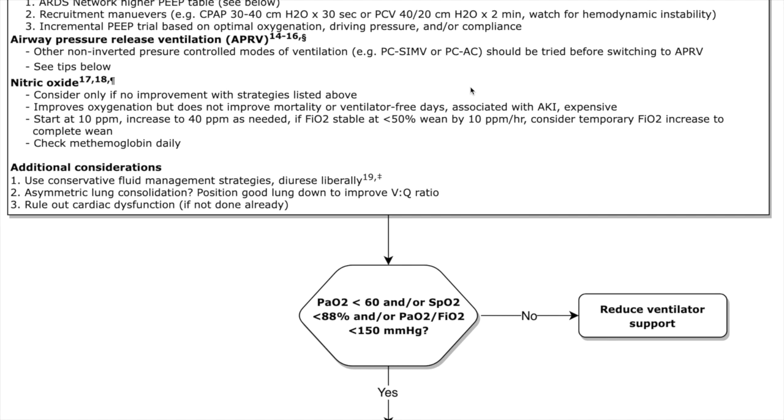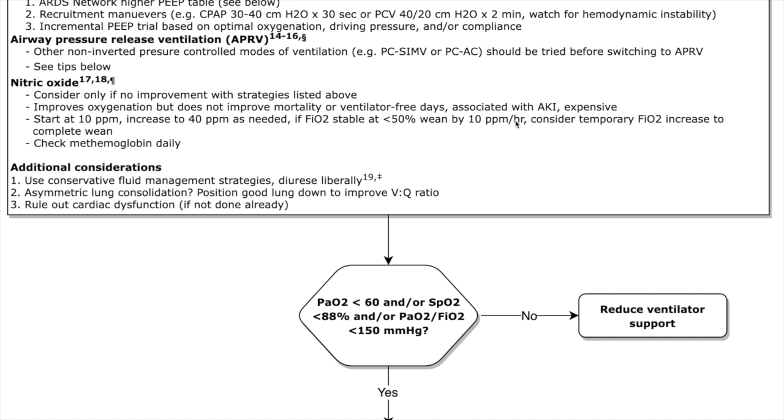If we do want to use nitric oxide, we recommend starting at 10 parts per million and increase to 40 parts per million as needed. You can go higher, but it's unclear if you generate any benefit from higher levels. If the FiO2 is stable, we'd recommend decreasing FiO2 by 50%. If FiO2 is stable at less than 50%, we want to wean by 10 parts per million per hour and consider a temporary increase in FiO2 to complete that wean.